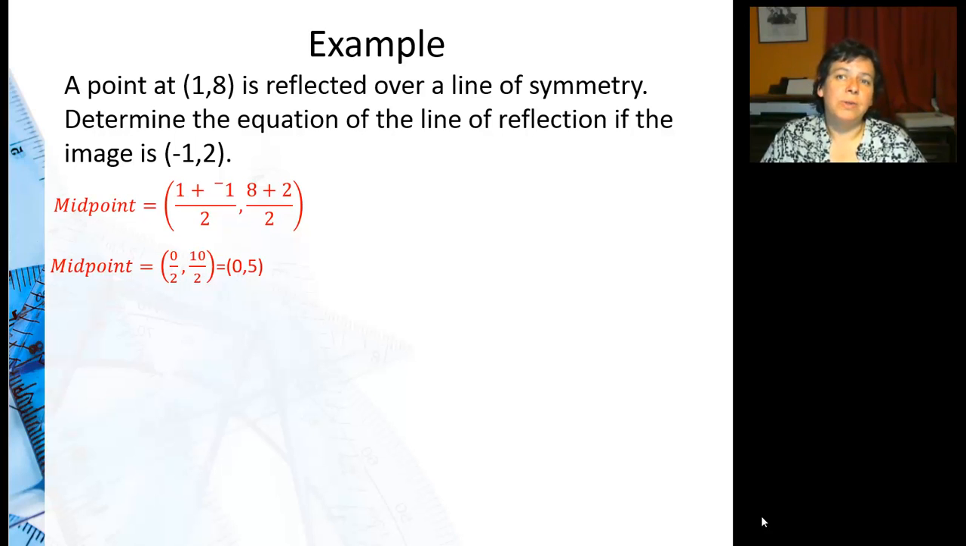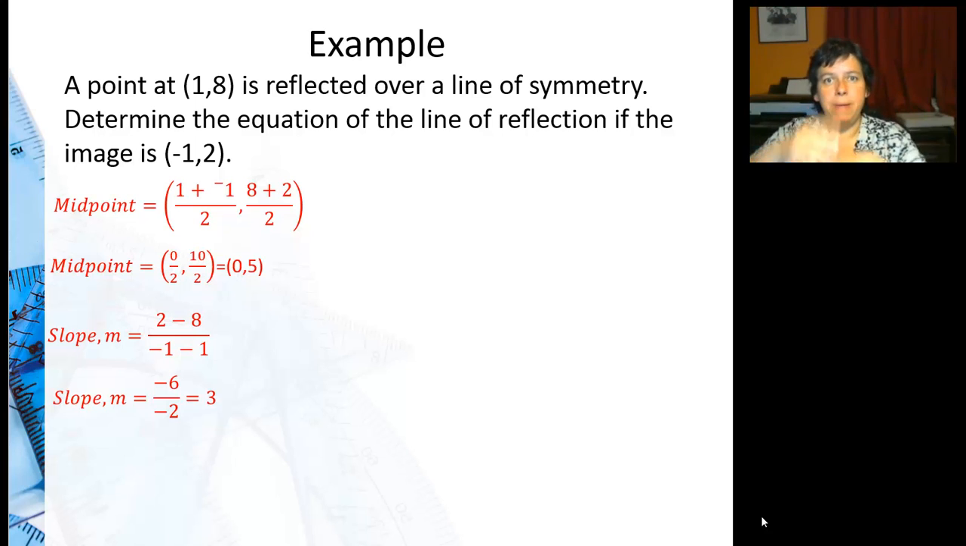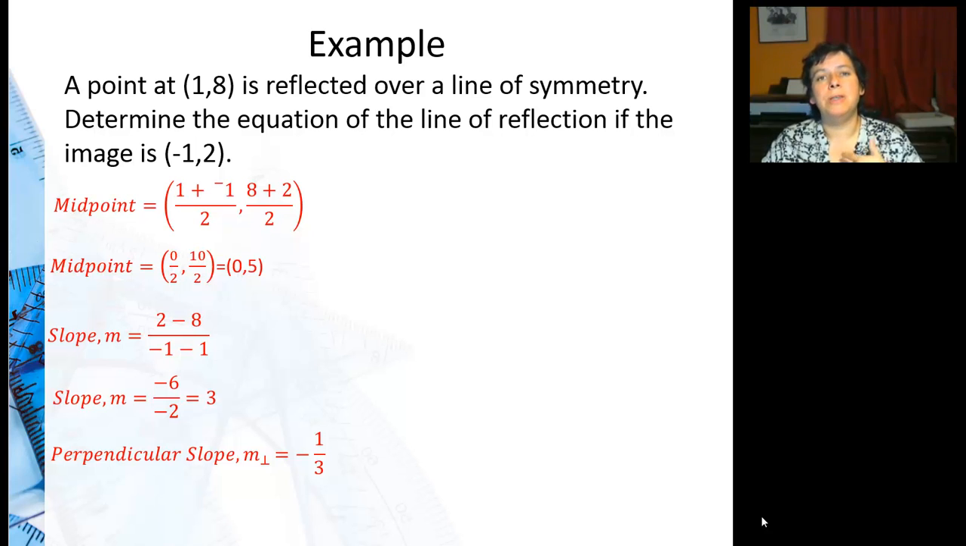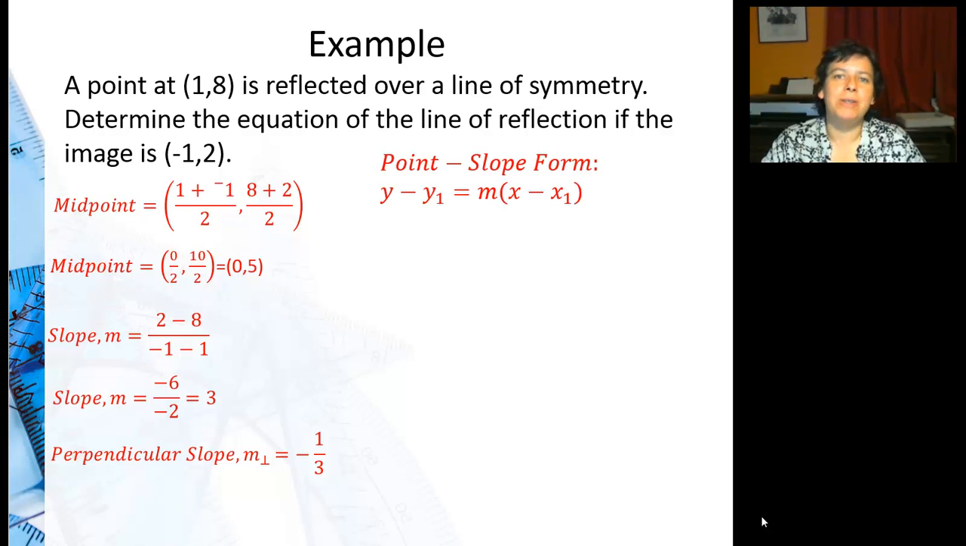Then the next thing I need to do is find the slope of that segment, because my line of reflection has to be perpendicular. So I use the slope formula, and I go 2 minus 8 and -1 minus 1, and I end up with -6 over -2, which is 3. My perpendicular slope is the flip and change sign. Now there's nothing under the 3, but you can actually write a 1 under it. So my new perpendicular slope is 1 over 3 instead of 3 over 1, and it's negative instead of being positive.